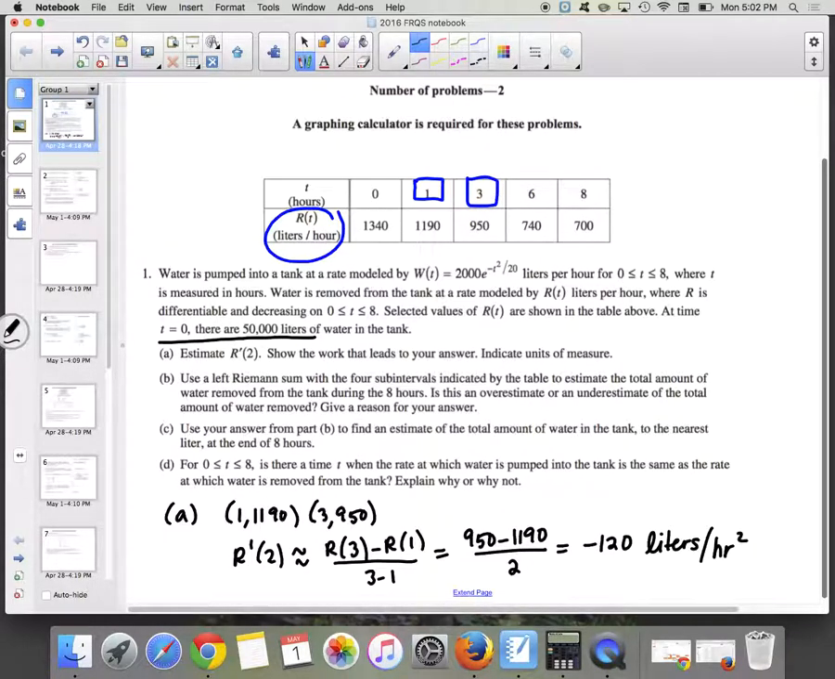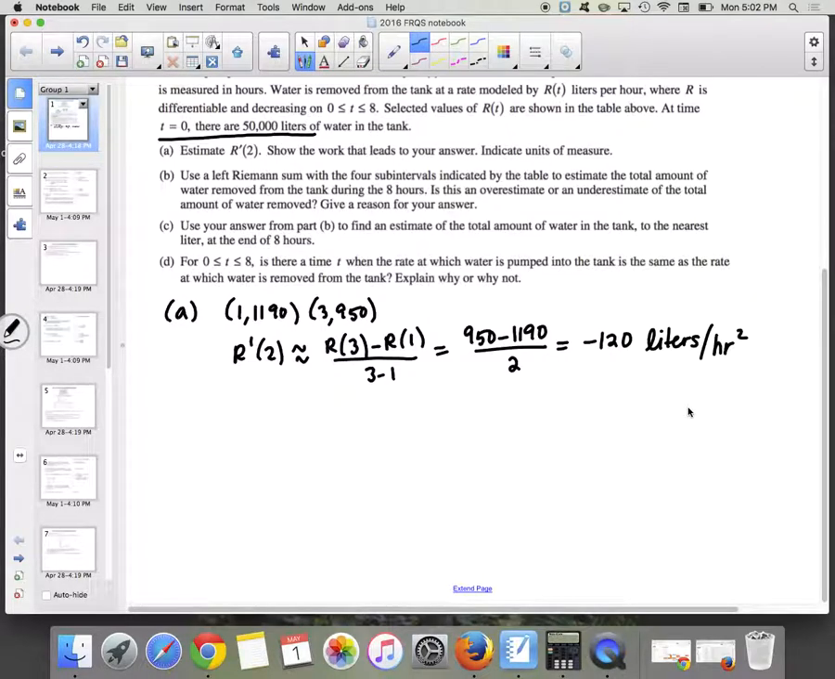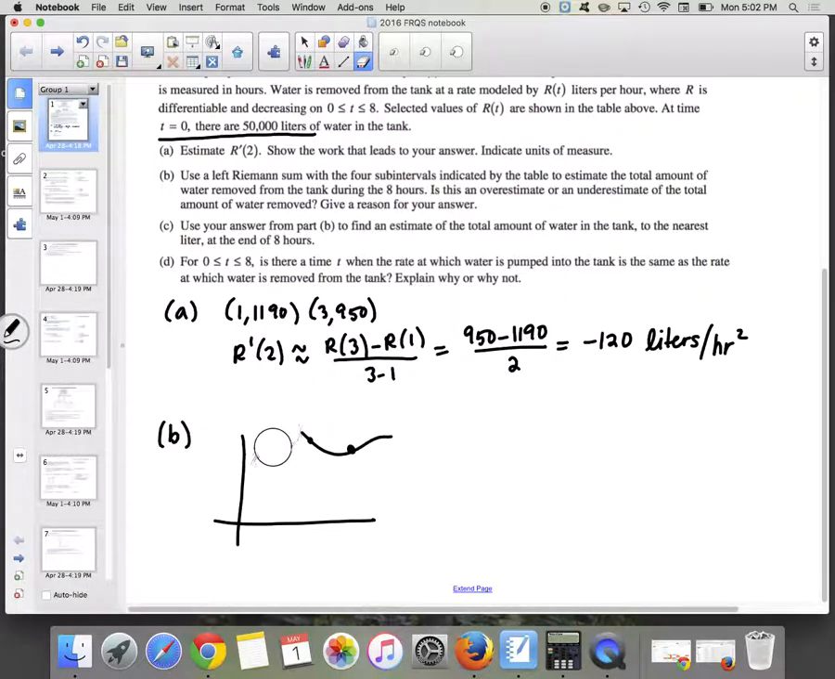Part B says use a left Riemann sum with the 4 subintervals indicated in the table to estimate the total amount of water removed from the tank during the 8 hours. If we're doing a left Riemann sum, you could do a sketch where you try to perfectly draw out every single point. A lot of times calculus teachers will just talk about drawing a certain curve and not worrying about where those points are. It doesn't matter to me. You can do either. We do know that this is a decreasing function, which is going to be handy on the second part, which says, is this an overestimate or underestimate?